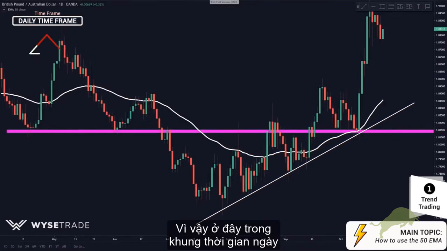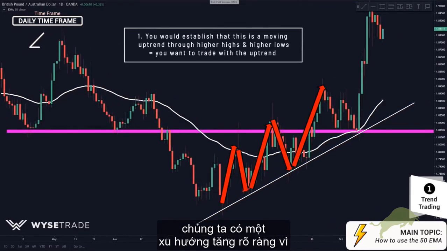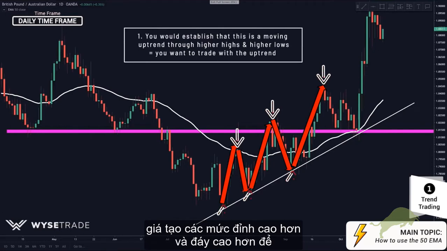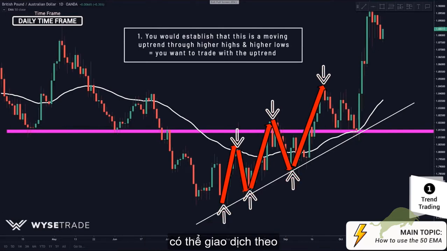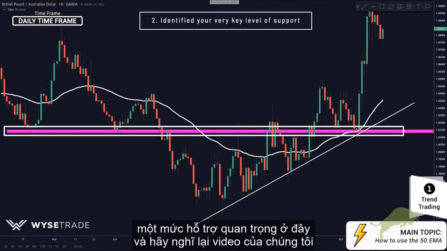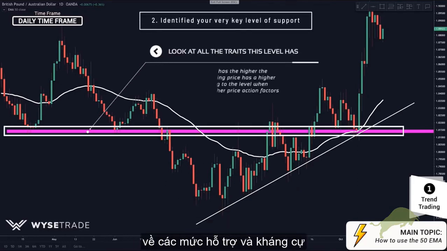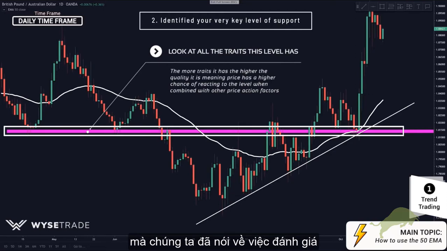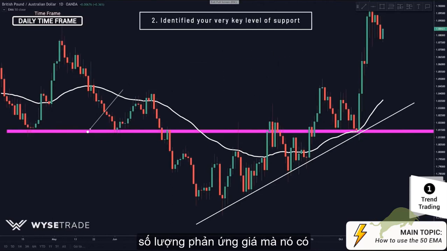So here on the daily time frame, you have a clear moving uptrend, as price is making higher highs and higher lows. So you want to trade with the moving uptrend. Next, you had your very key level of support. And think back to our video about support and resistance levels, where we talked about evaluating the quality of a level based on how many traits it has. And this level has a few.